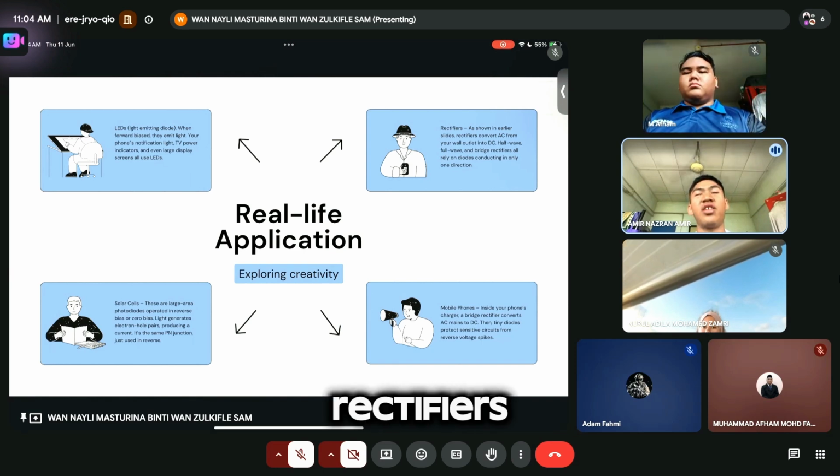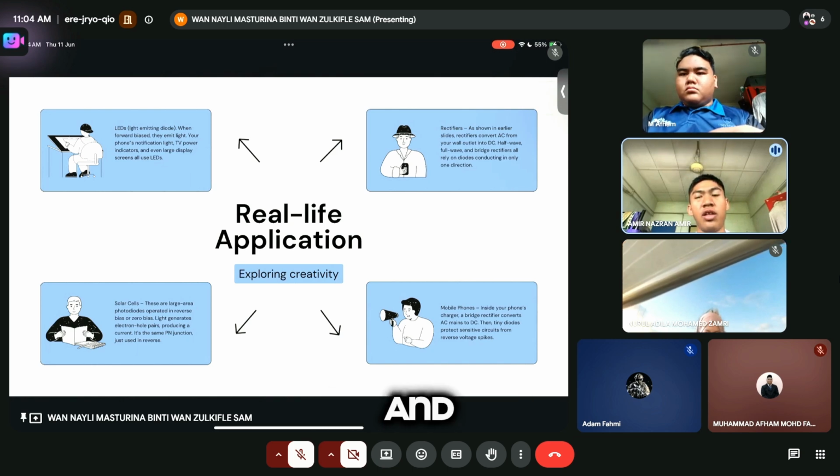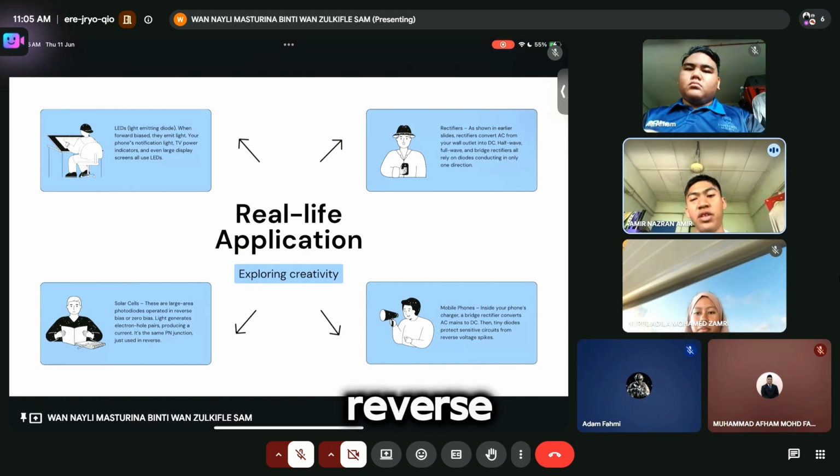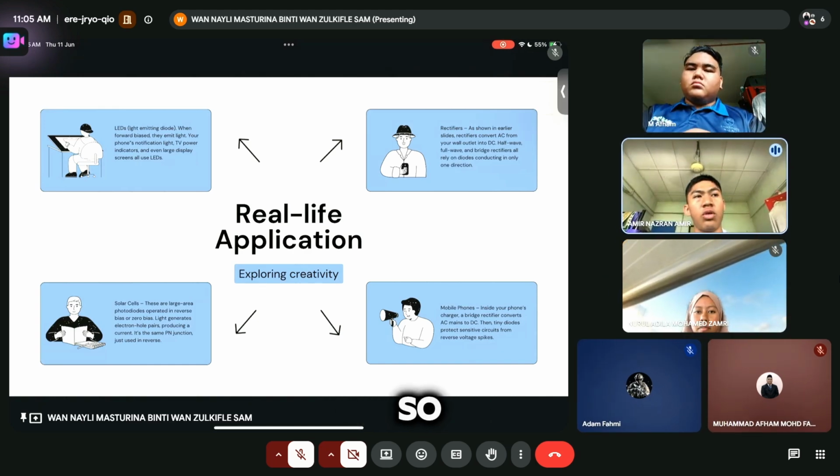The third one, we have rectifiers. As shown in earlier slides, rectifiers convert AC from your wall outlet into DC. Half wave, full wave, and bridge rectifiers all rely on diodes conducting in only one direction. And the last one, we have mobile phones. Inside your phone's charger, a bridge rectifier converts AC mains to DC. Then tiny diodes protect sensitive circuits from reverse voltage spikes. So that's all.